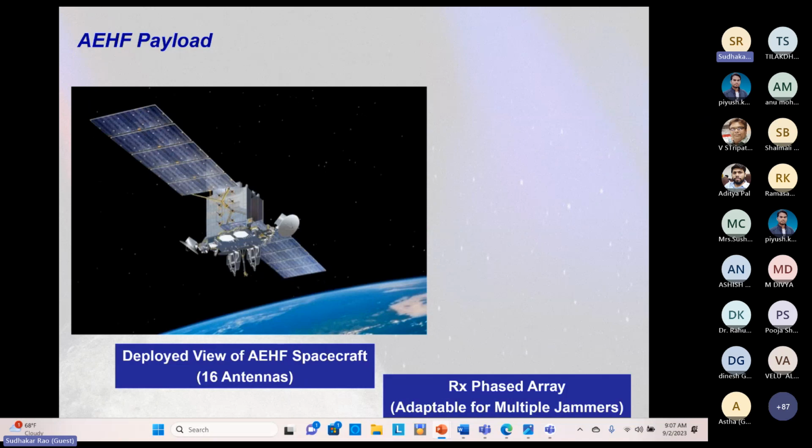So the EHF payload, I want to show this because this advanced EHF payload works at 20 gigahertz downlink and 45 gigahertz uplink. It has almost 16 antennas, and 10 of them are reflector antennas. 3 of them are phased arrays: 2 downlink or transmit phased arrays, and 1 receive phased array, which works at 45 gigahertz. That's the most critical component of the whole payload, because it needs to adapt its patterns to prevent multiple jammers. You need to create nulls at the location of the jammers, and you need to adapt the patterns pretty fast so that ground jammers cannot jam signals and make your satellite space junk. So you need to avoid that.